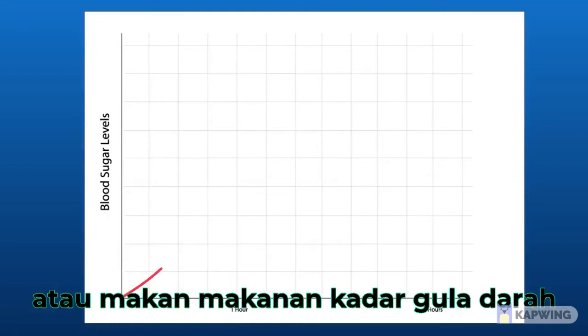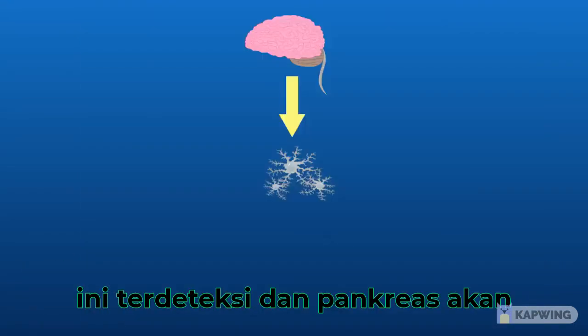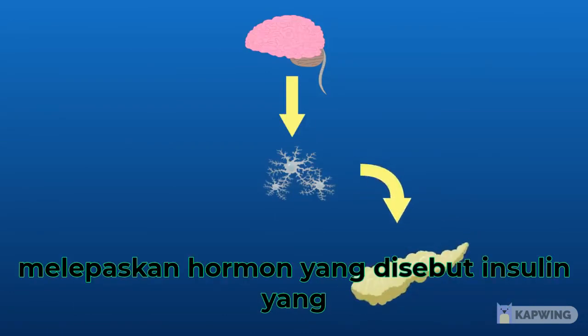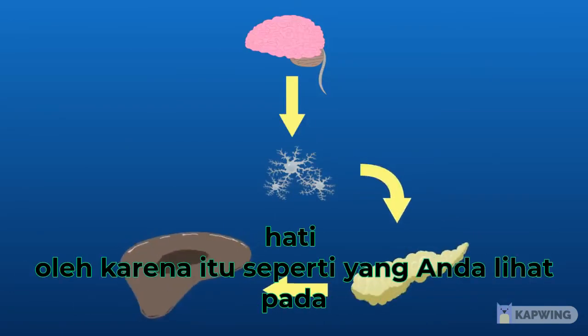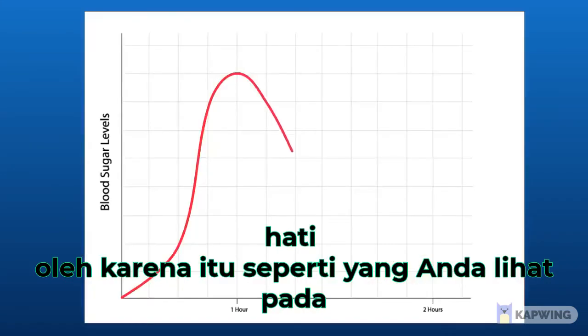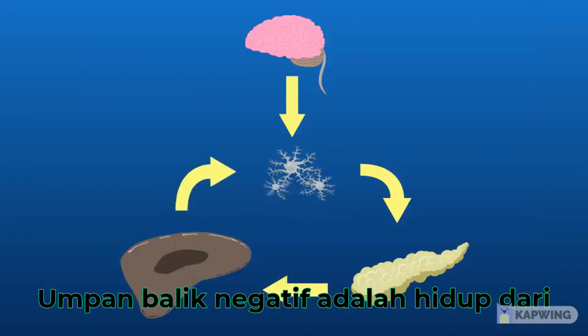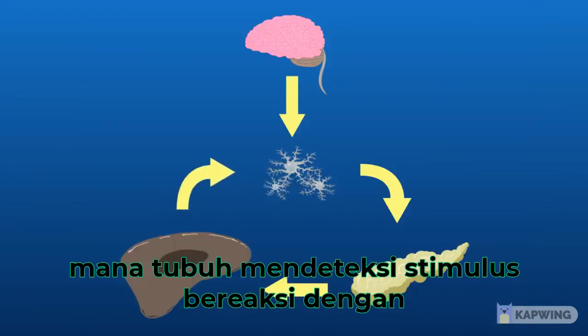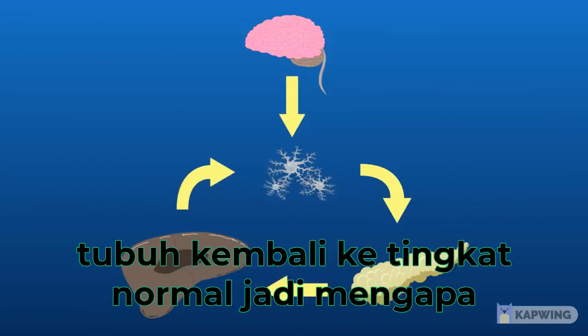For example, after you eat a meal, your blood sugar level increases. You can see it on this graph. This is detected and the pancreas will release a hormone called insulin that causes the sugar to be stored in the liver. Therefore, as you can see on the graph, the blood sugar level returns to normal. Negative feedback is the loop from which the body detects the stimulus, reacts by responding accordingly, and brings the body back to the normal levels.